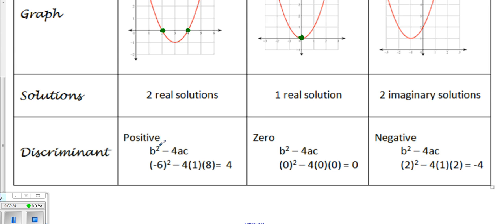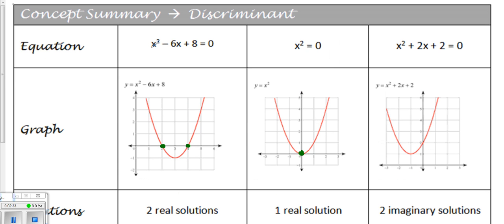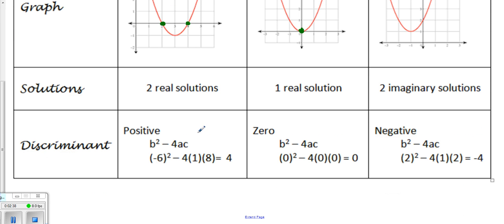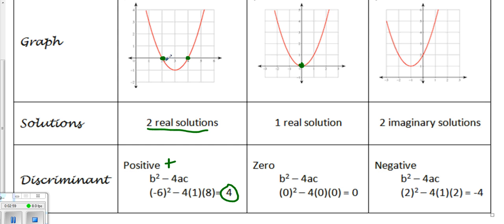Now the discriminant, that b squared minus 4ac, if we were to take these numbers, so a is 1, b is negative 6, c is 8, we plug those into b squared minus 4ac, it comes out to 4, so it is positive. Anytime the discriminant is positive, there are 2 real solutions. This happens anytime we have a quadratic function. If you can find the discriminant and it is positive, there will be 2 real solutions somewhere on the x-axis.